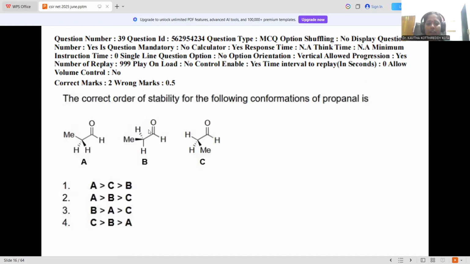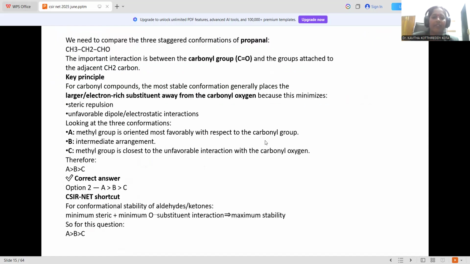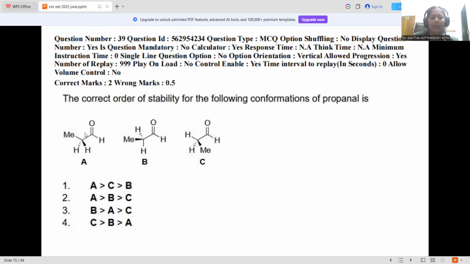So within the compound, we have two bigger groups. One is the carbonylic carbon. Another is the methyl functionality over this carbon atom. The perfect stability is attained whenever methyl and carbonylic oxygen are far away from each other. Whenever both are far away from each other, the steric repulsions are minimized and they experience higher stability. That is the fundamental principle operating between the stability of the conformers. Okay, so if you are considering conformation A, the methyl group is oriented most favorably away from that carbonylic functionality.